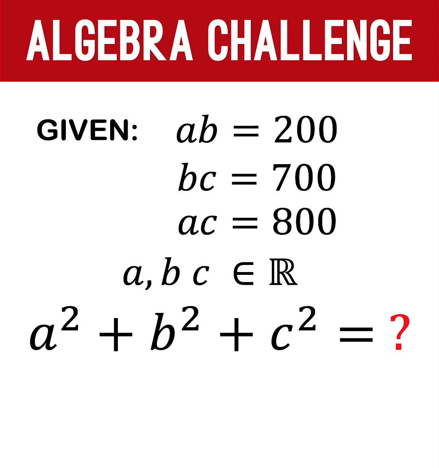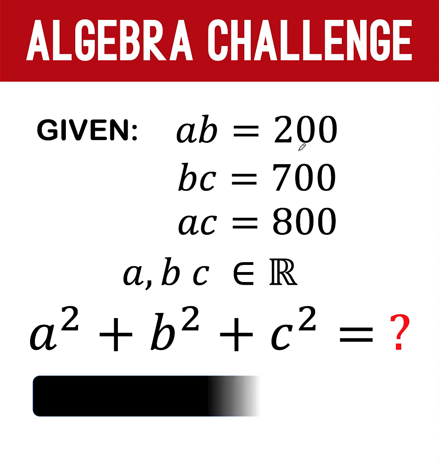Hey everyone, here's our math problem for today. Let's say we are given a times b equals 200, b times c equals 700, and a times c equals 800. All of these variables a, b, and c are real numbers, and we are asked to find the value of a squared plus b squared plus c squared. You can pause the video and see if you can solve this algebra challenge.